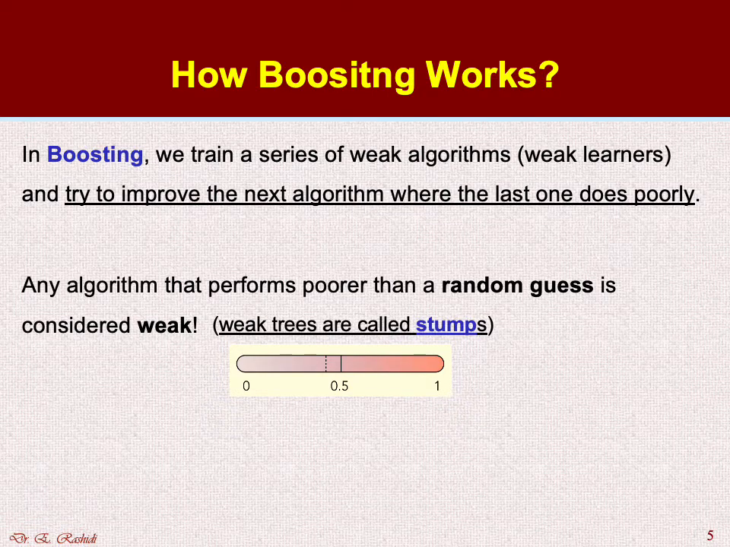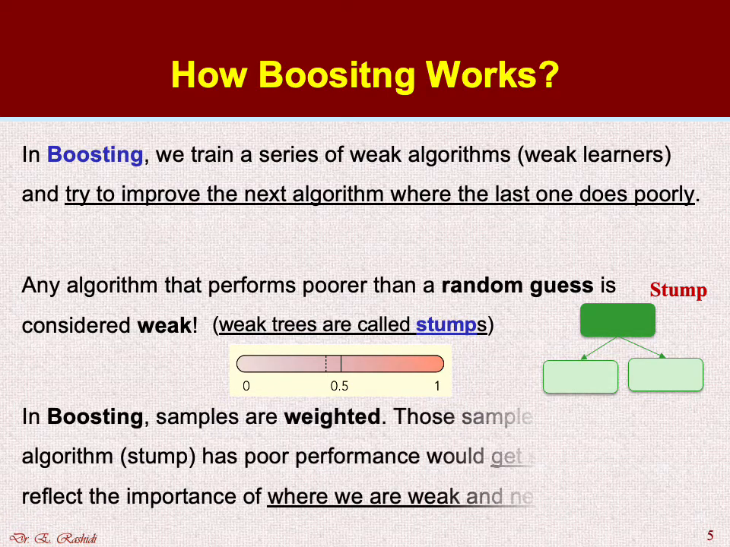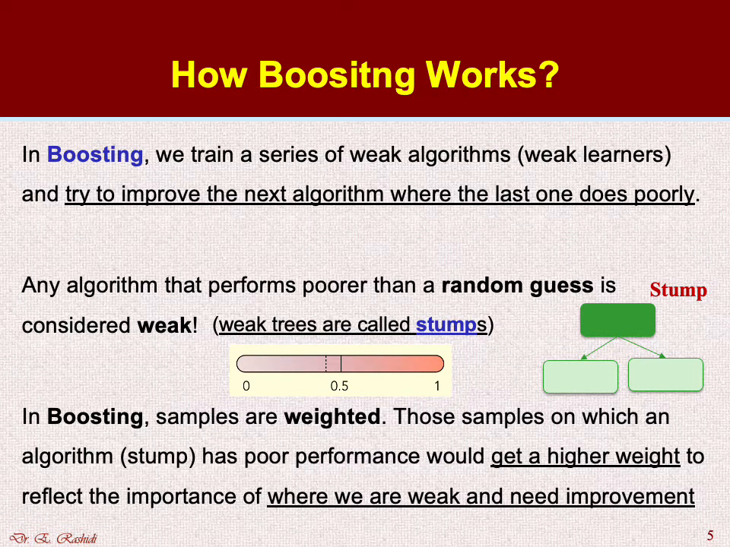Weak trees are called stumps. This is an example of a stump, which has only one parent node and two children nodes. In boosting, samples are weighted. Those samples on which an algorithm or a stump has poor performance would get a higher weight to reflect the importance of where we are weak and need improvement.